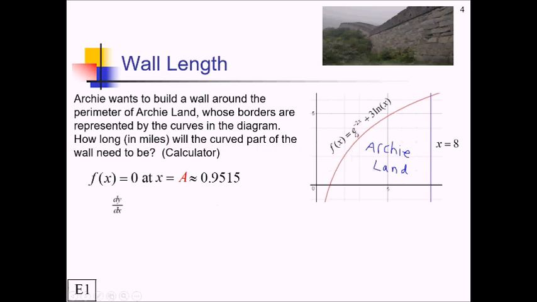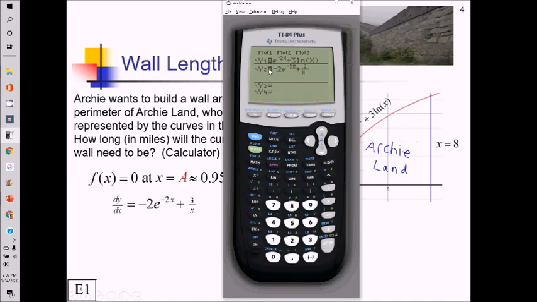So that's going to be, let's see, derivative of e to the negative 2x. That's negative 2e to the negative 2x. And then 3 ln of x, that's going to be 3 over x. So let me plug this in my calculator now. So now I've got this plugged in as y2, and I can use it whenever I want.